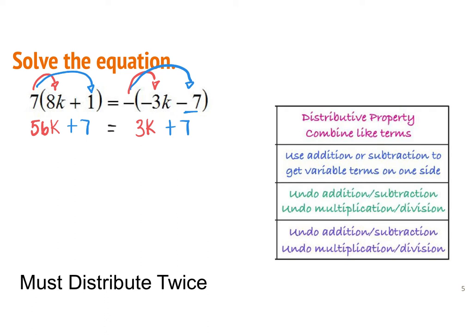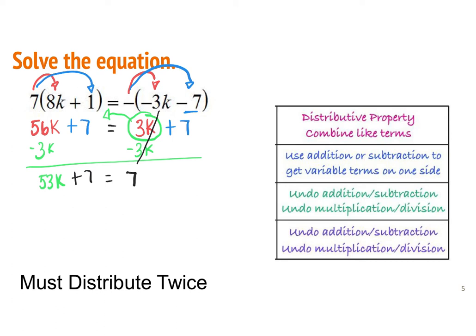Once we distribute and make sure we don't have anything to combine, then we want to get variables on one side by adding or subtracting a variable group. So I am going to move this to the other side by doing opposite. So minus 3k on both sides. 56 minus 3 is 53. We keep the k. Everything else can stay the same. So plus 7, that gives me 0, and then positive 7.